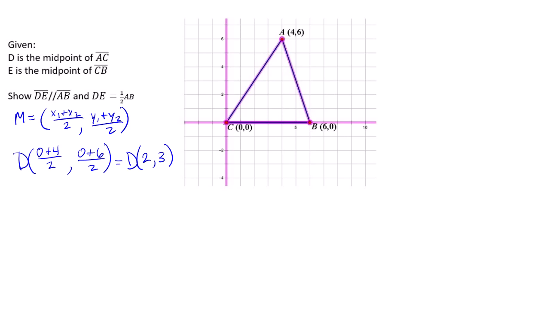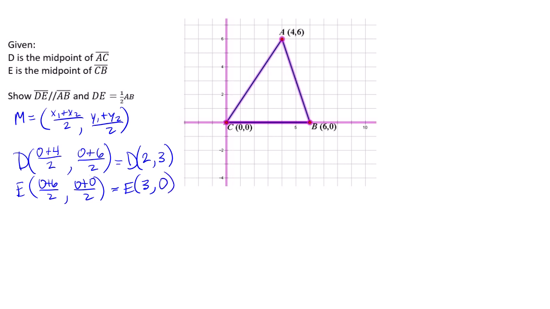So then E is the midpoint of CB, right? So here's CB, and so E is the midpoint there, and so let's use our formula to find that. So E is going to be, we'll do these as our 2's and these as our 1's. So we'll say 0 plus 6 over 2 and 0 plus 0 over 2. So 6 over 2 is 3 and 0 over 2 is 0.